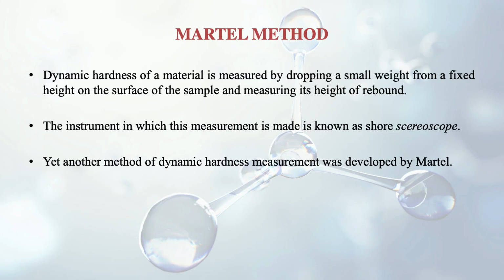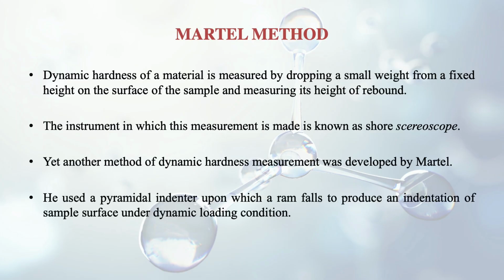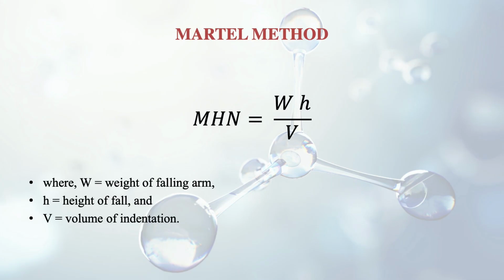Yet another method of dynamic hardness measurement was developed by Martel thus. He used a pyramidal indenter upon which a ram falls to produce an indentation of the sample surface under dynamic loading conditions. So pyramidal indenter is again here, and the load is a ram which falls onto the specimen. So this one is given as MHN and it is given as WH by V. W is the weight of the falling ram, H is height of the fall, and V is the volume of indentation.